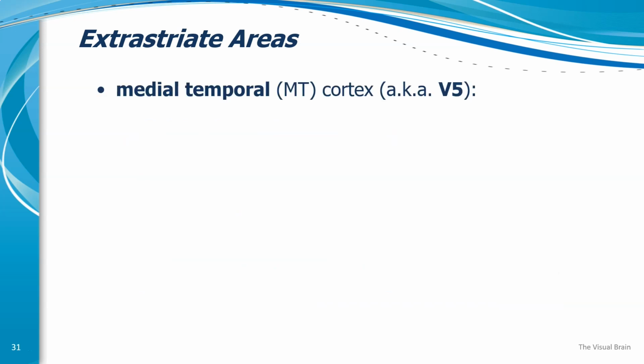Okay, let's go to other areas of the temporal lobe, the MT, or medial temporal cortex, also helpfully known as Area V5. I'm sorry, I giggled. I know, some of these areas have multiple names. That's just a fact of life. I'm sorry. Let's take a look at what V5 does. And this is a study from 1983.